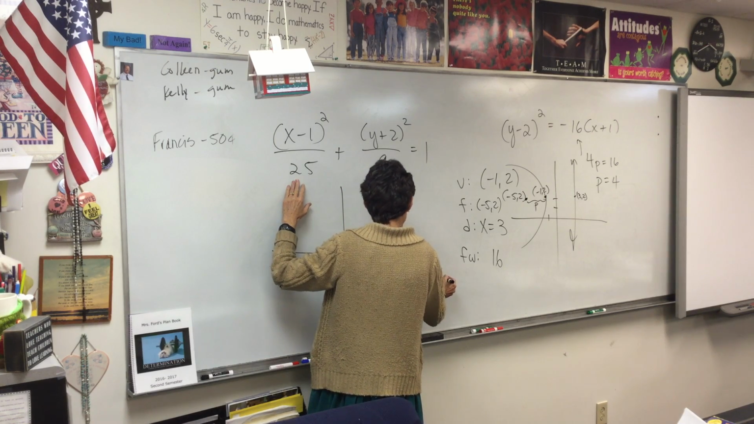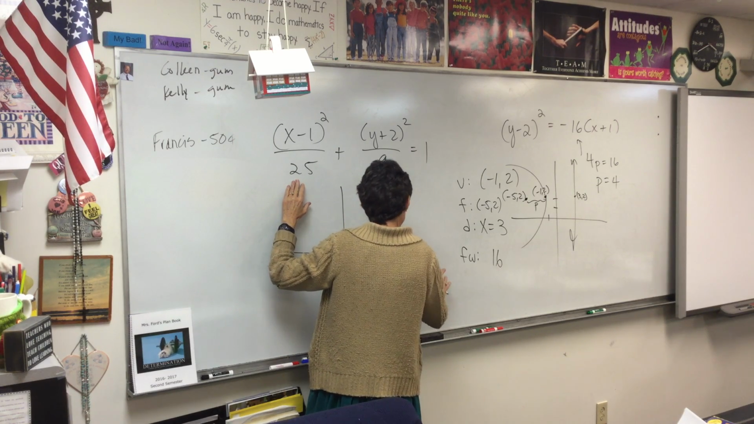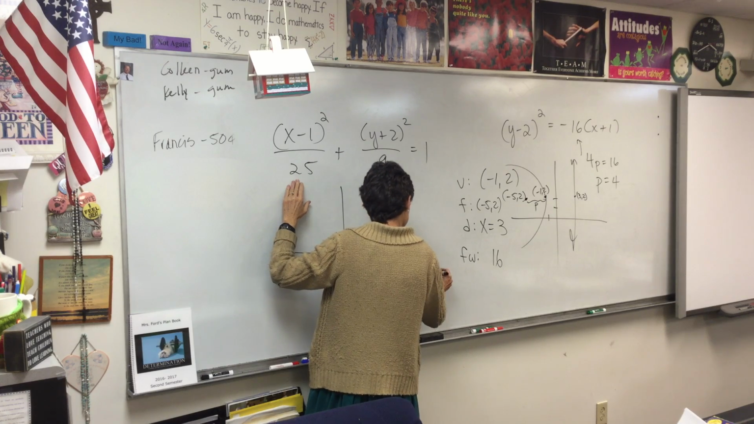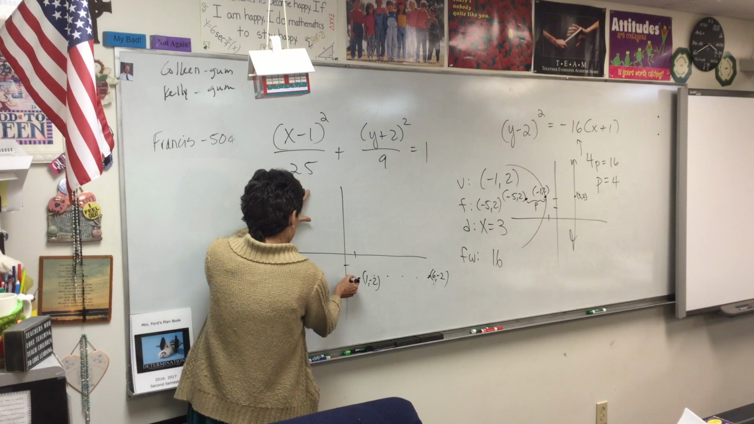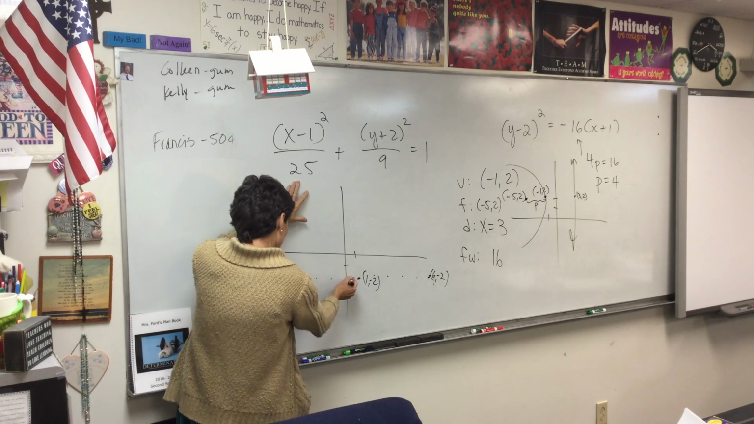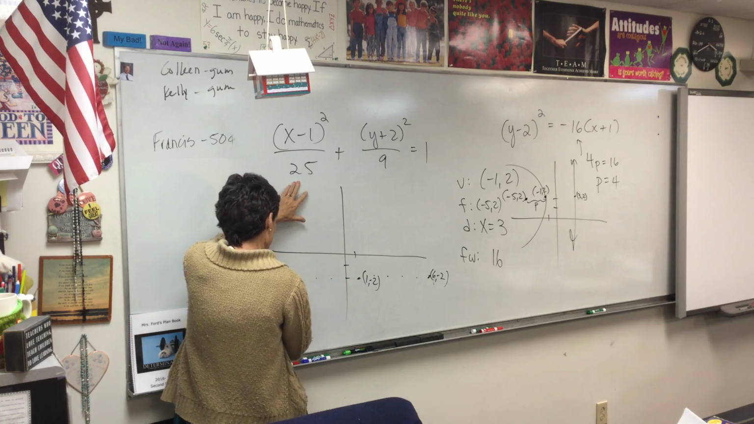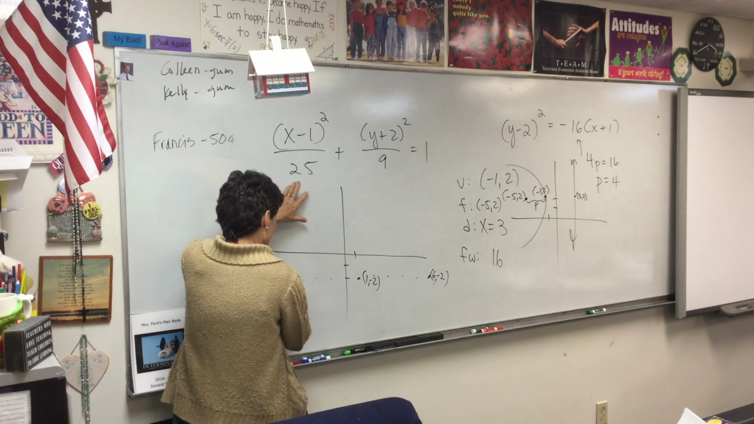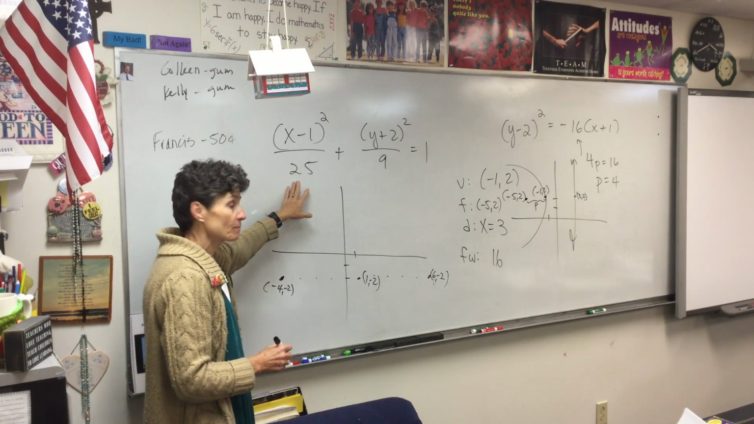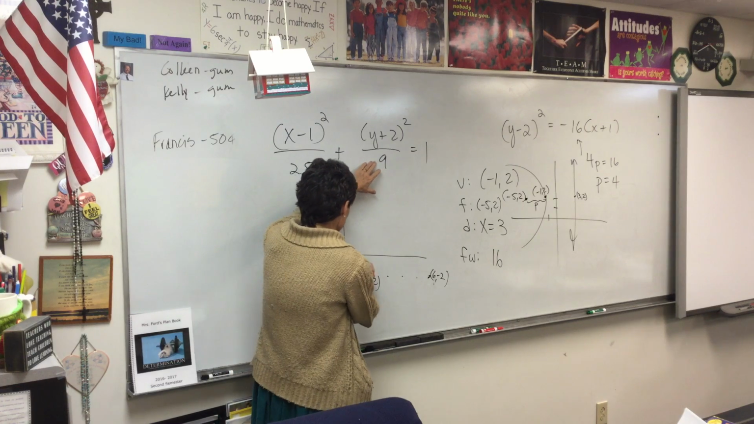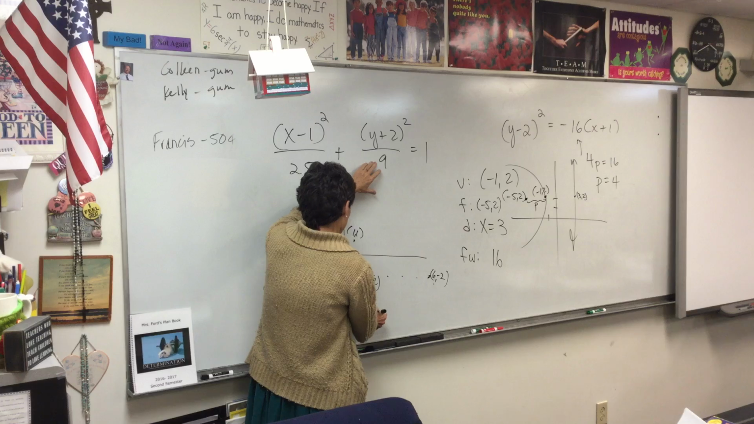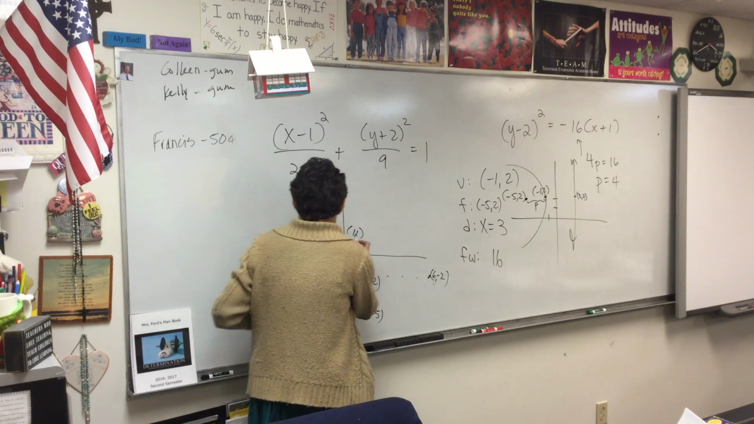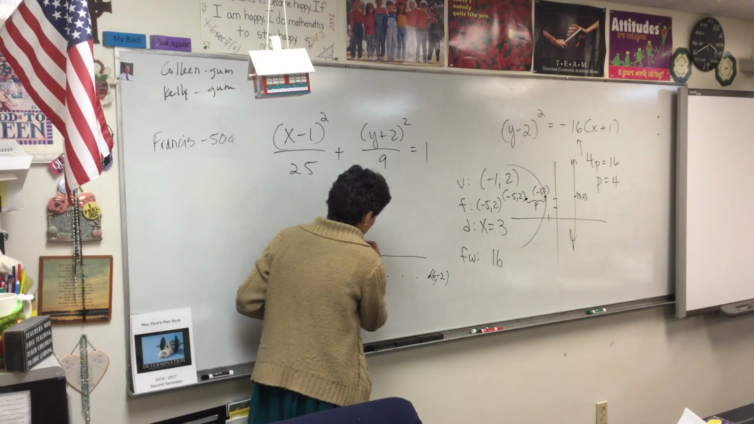I'm sorry. I wrote 5. That puts me at 6, -2. And then I'm going to go backwards 5. 1, 2, 3, 4, 5. I'll be at -4, -2. Is that okay? Now I'm going to go up and down 3. So that puts me at 1, 1. And 1, -5. So there's my ellipse.